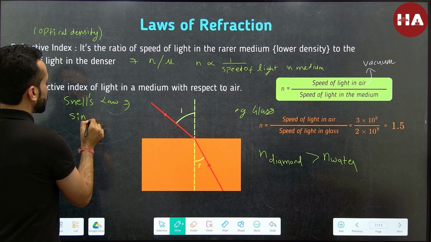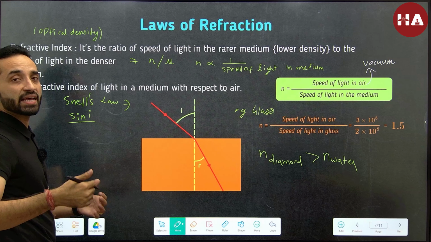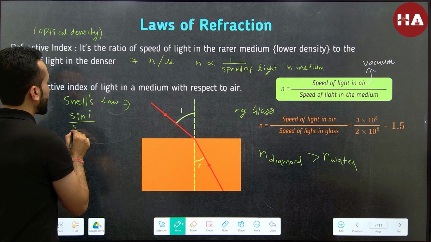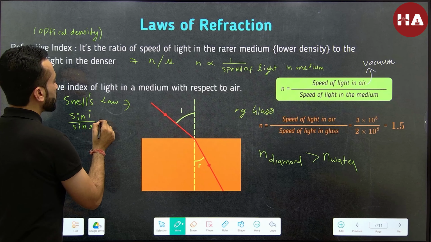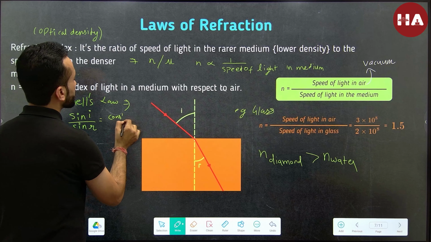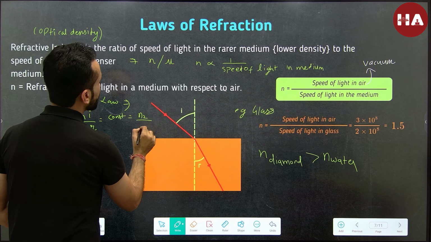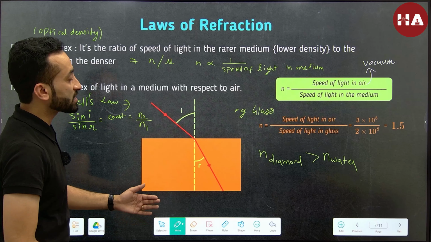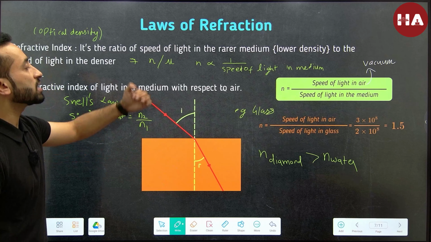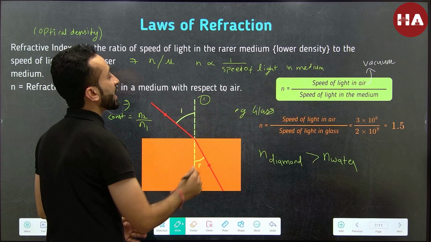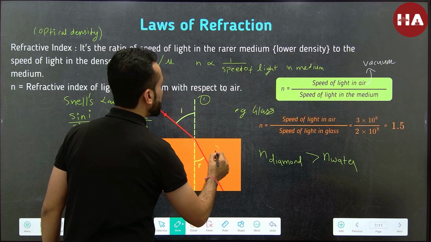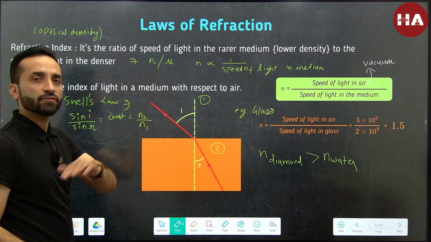sine, that is S-I-N-E, sine of angle of incidence to the sine of angle of refraction is a constant that is equal to the ratio of refractive index of second medium to the refractive index of the first medium. First medium we always treat where the light started from, and second medium where the light is going after refraction.